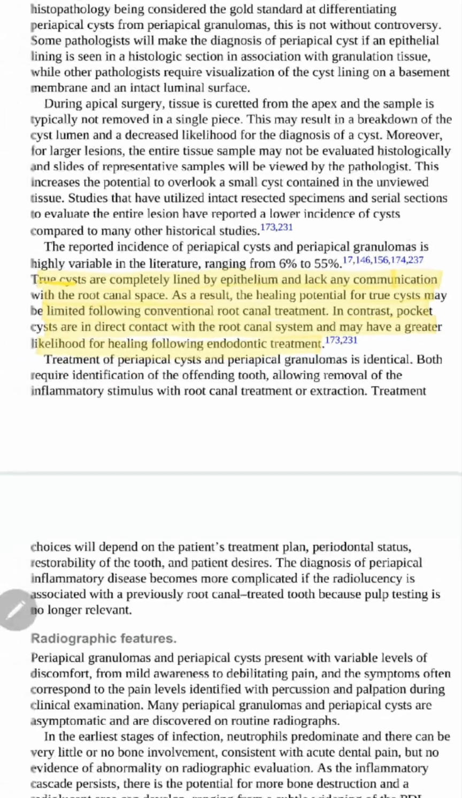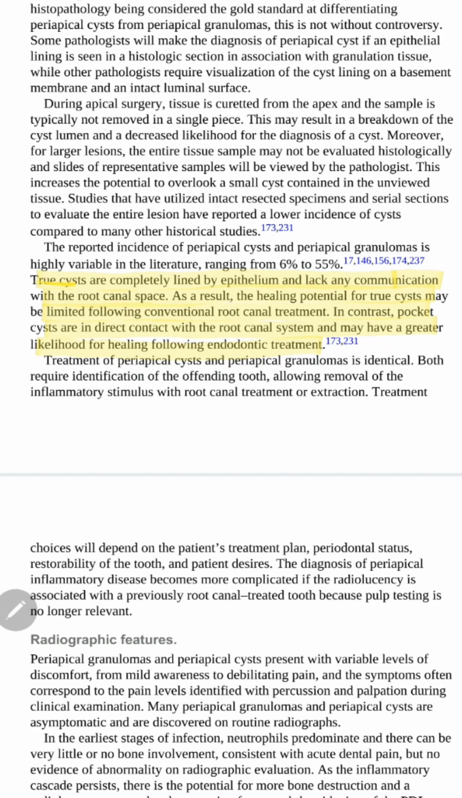Let's talk about something now. When do true cysts heal after doing an endodontic procedure? Actually, if the cyst is true, which means that it is lined by epithelium all around, and it lost the connection between it and the root canal system, then doing the endo does not resolve the true cyst, and surgical removal of it will be mandatory.